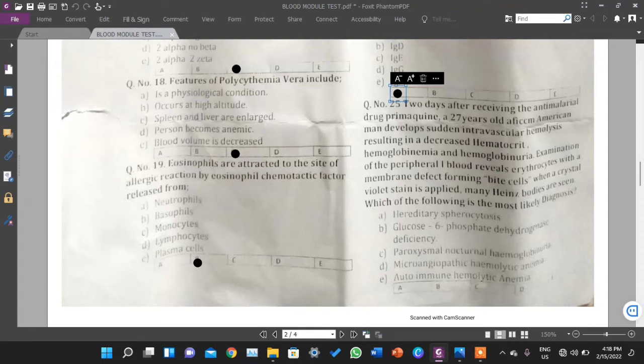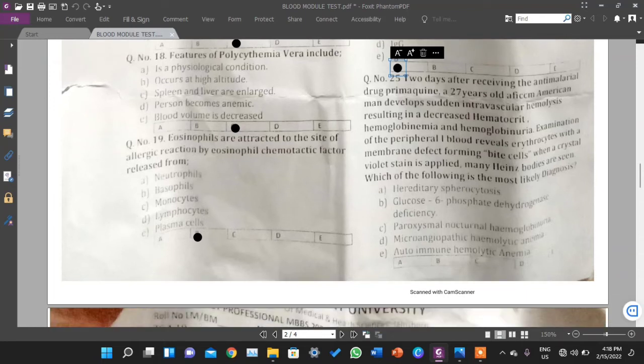So based on the presence of bite cells in the peripheral blood smear and also Heinz bodies, a diagnosis of G6PD, glucose-6-phosphate dehydrogenase enzyme deficiency, is made. So the option is going to be option B.